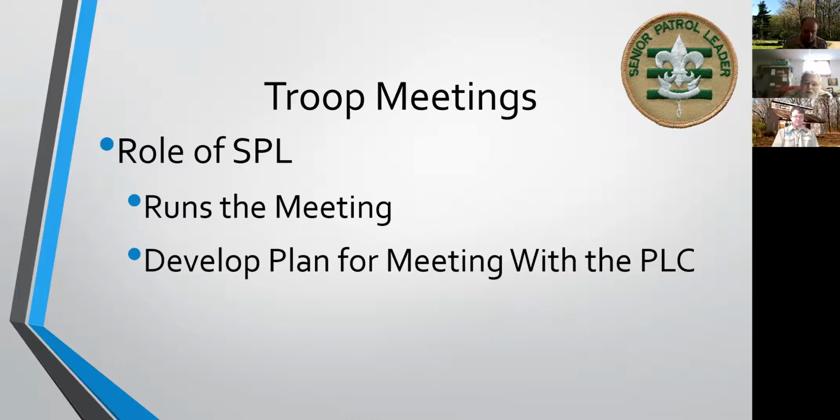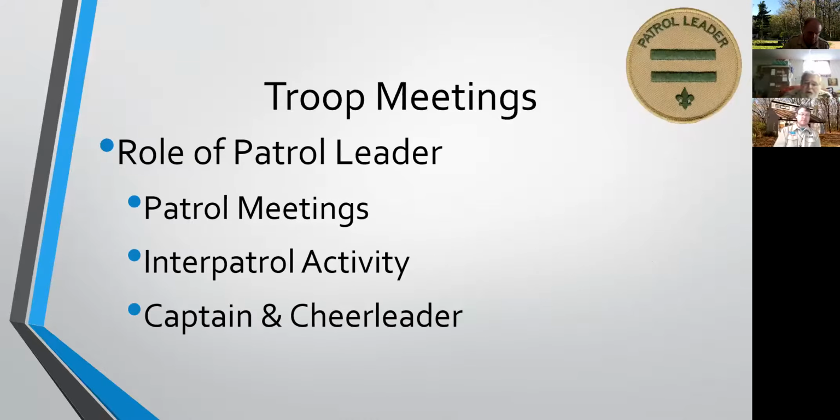Next up for the troop meeting is the patrol leader. The patrol leader's job at a troop meeting is to run the patrol meeting that you're having during the troop meeting. That's one of the 7 steps that you just mentioned. And then also to lead your patrol during the inter-patrol activity. So if you've got to come up with a plan, if you've got to work together as a group, that's where that leadership is really going to get developed.